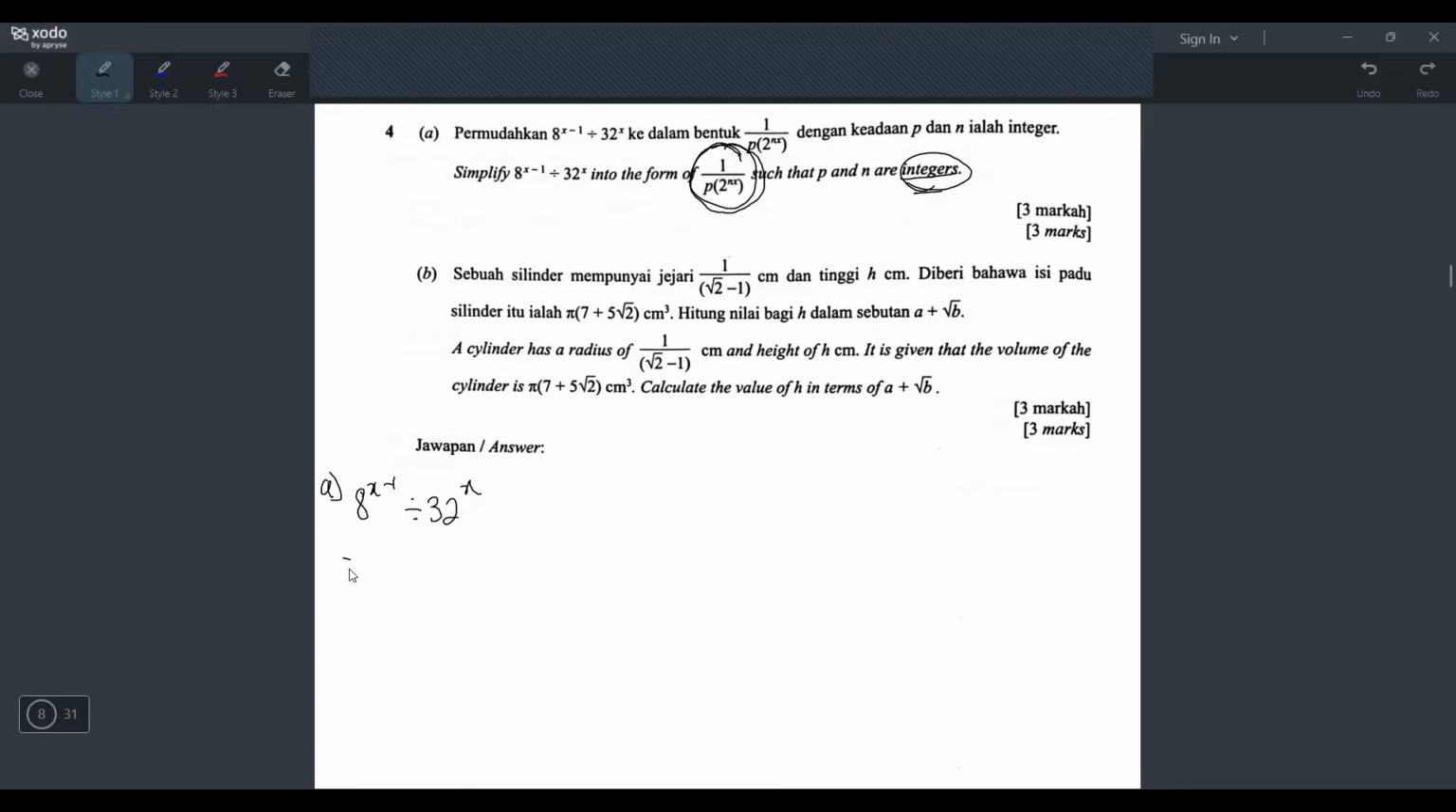Alright, so first thing first, when we are doing indices question ataupun log question, it's always the same thing. Always tukar jadi same base. Because if it's not the same base, then there is nothing you can do, right? So we have to tukar jadi same base.